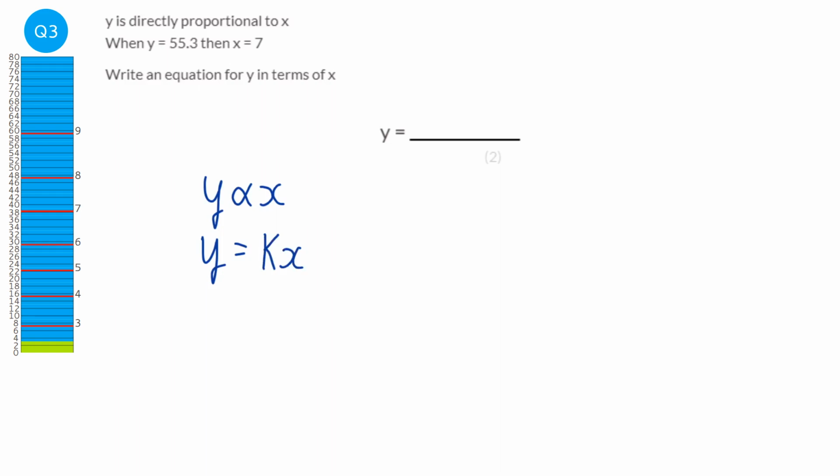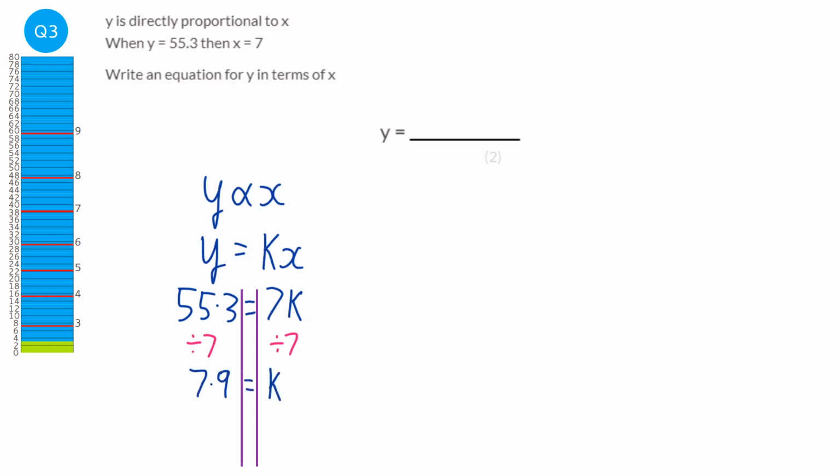Now to find out what that something is, to find out what that constant is, what we're going to do is feed in the value of y and the value of x that we have. So y is 55.3 and x is 7. So it would be 7k. And we're just going to put our lines in and solve this. So it's going to be divide by 7 both sides. And 55.3 divided by 7 is 7.9. And that's what k is. So we're going to rewrite this formula, y equals 7.9x. And that is actually our answer.